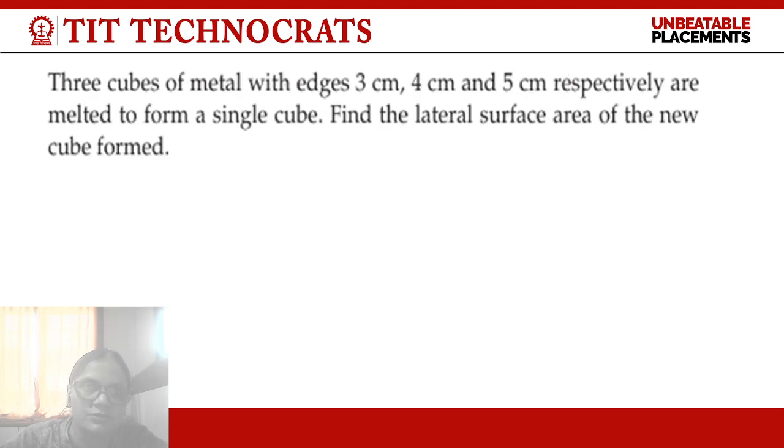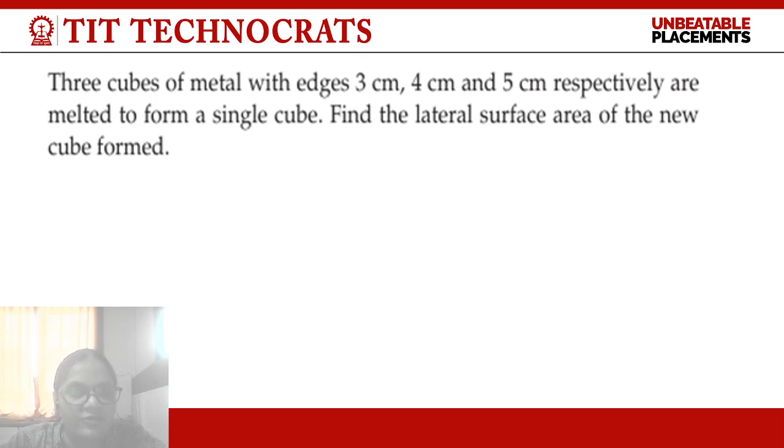Let's come to the second question. In the second question, it is given that three metal cubes are there, and the edges of these three cubes are 3 centimeter, 4 centimeter, and 5 centimeter respectively. The first cube has an edge equal to 3 centimeter, the second cube's edge length is 4 centimeter, and the third cube has an edge of 5 centimeter length. We melted all three cubes and made a single cube with the help of these three cubes. Now they're asking to find the lateral surface area of the new cube which we have formed.